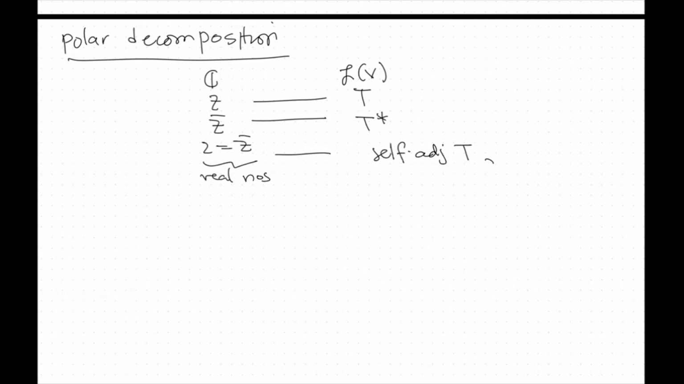And then the non-negative numbers, of course, we correspond these to positive operators, or non-negative operators in this context.